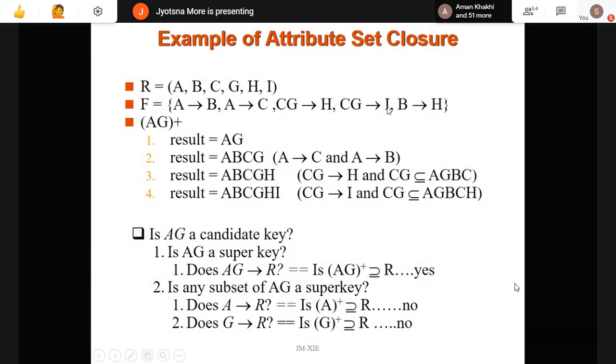G determines I is possible. So I can get G H I. GHI determines something? No. So I will not get ABC values for this G plus. So I can say no for this. This is okay if you are not solving, because till now they have not asked questions from this. But you should know at least what is attribute closure and how to find it.